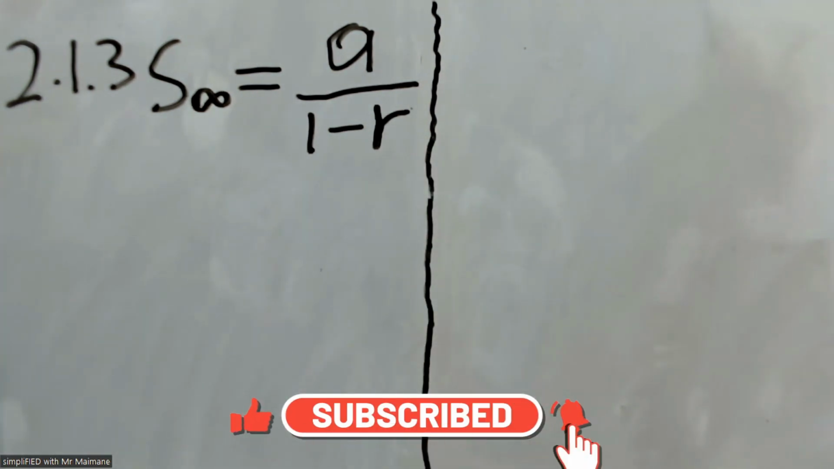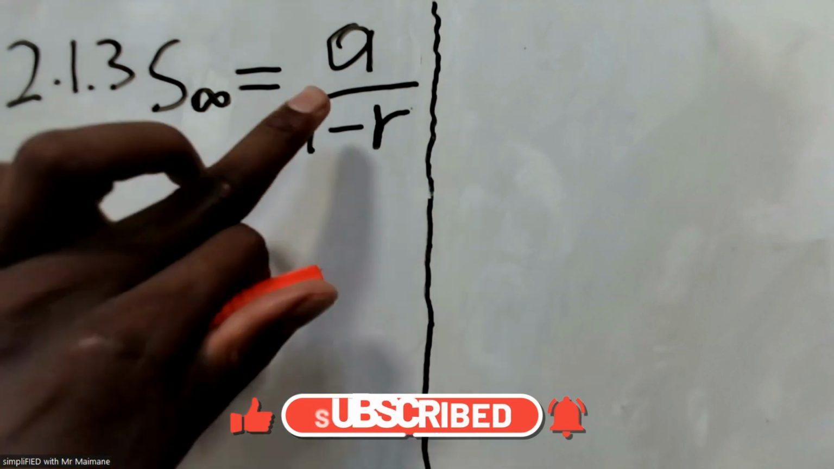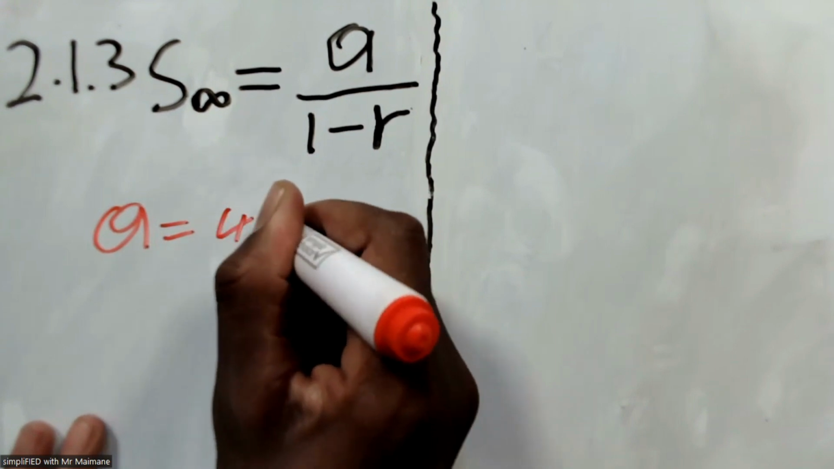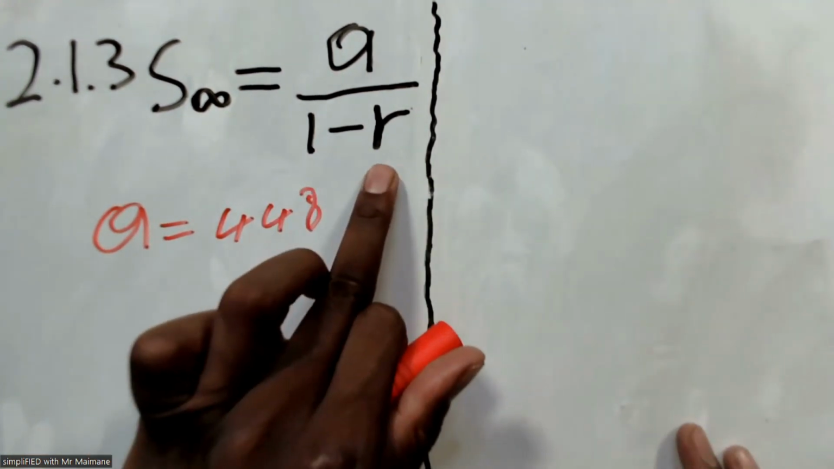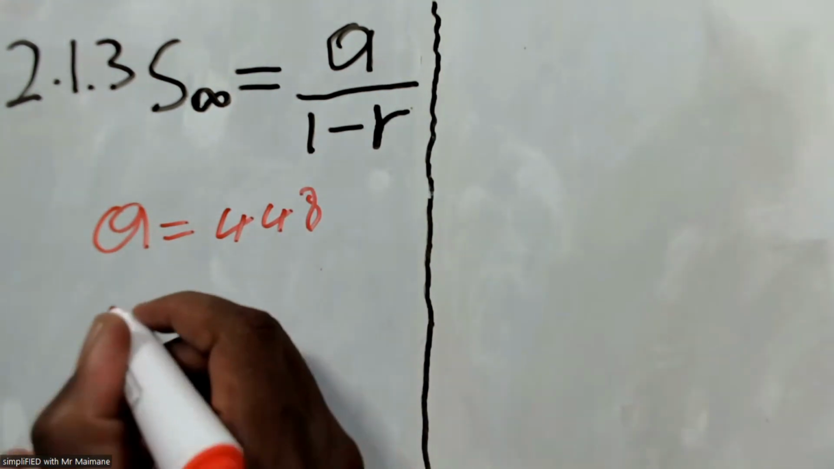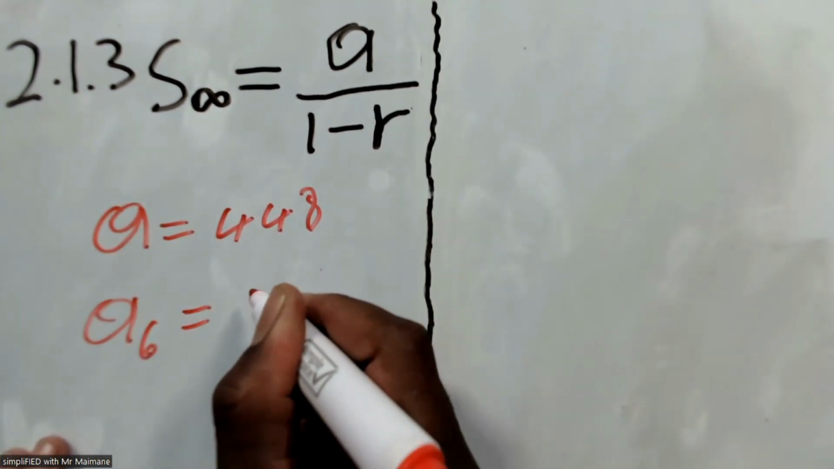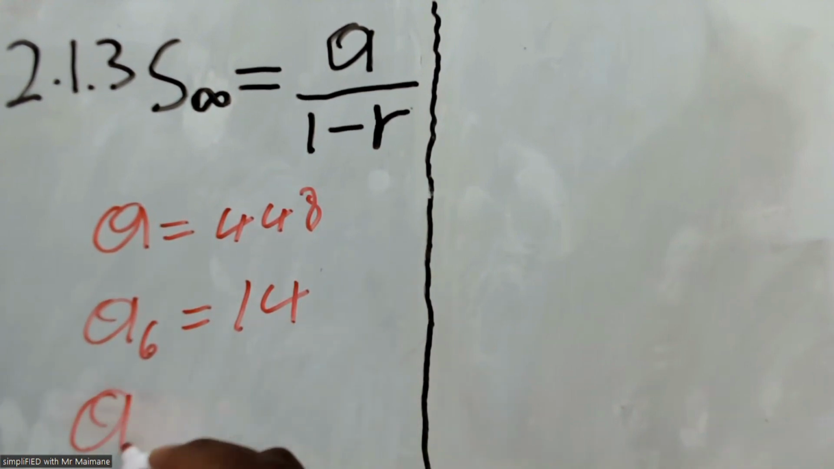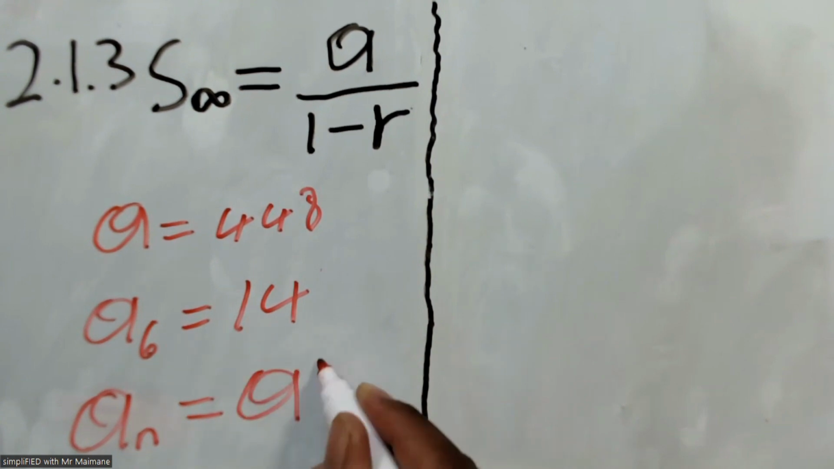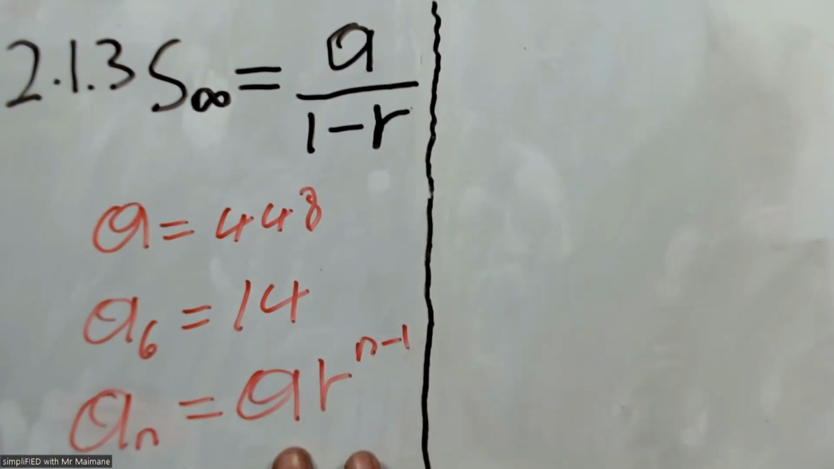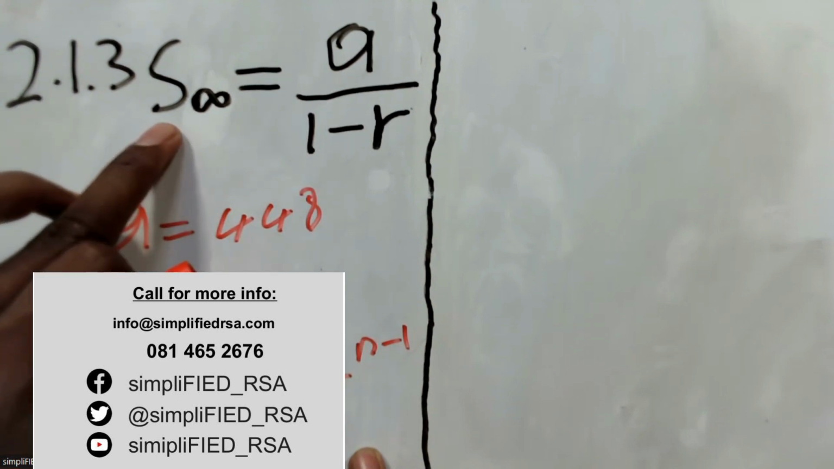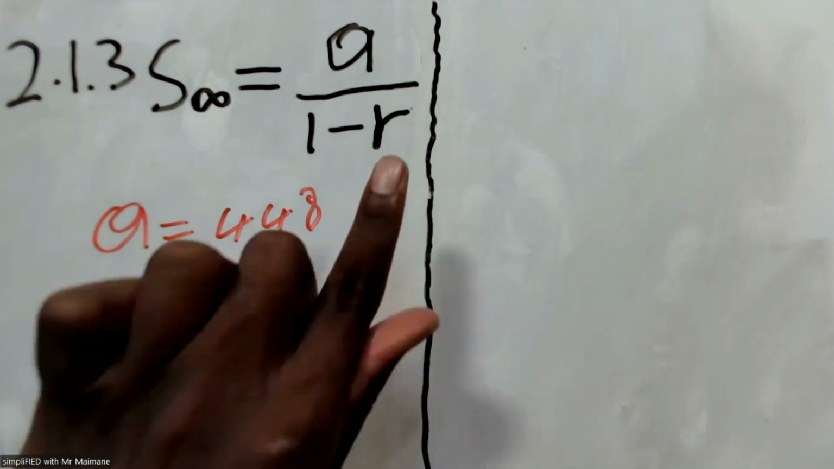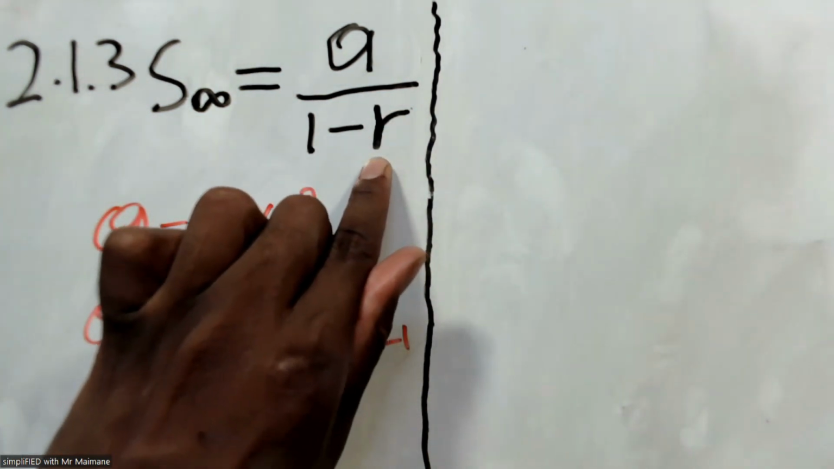We are already given the first term, which is the value of our A. We know that A is 448 this time around. But they didn't give us the value of R. However, they gave us A6. A6 is 14, and we know that An equals A R to the n minus 1 under geometric sequence, because the sum to infinity still falls under geometric sequence. So from this, we can determine the value of R and then just substitute.